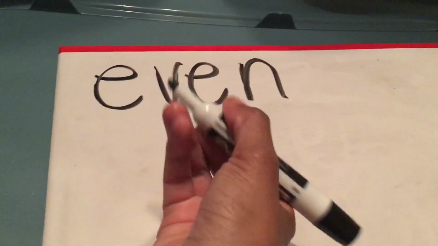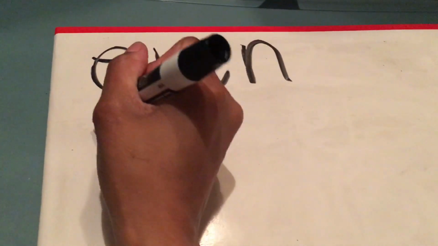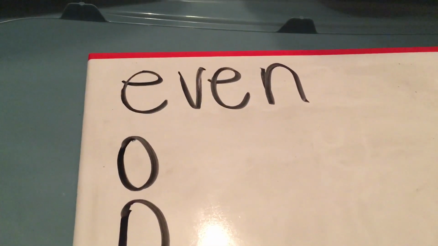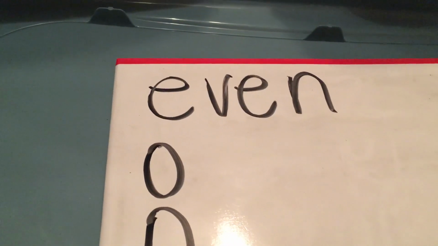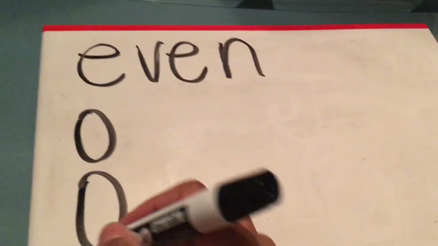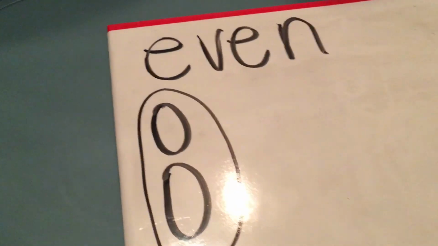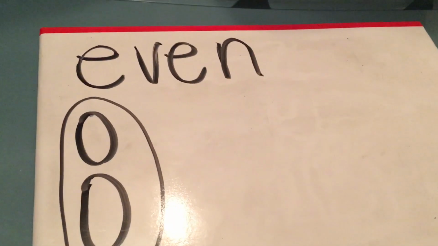All right, so my first number is 2. So my number 2, I'm going to draw 2 circles. 1, 2. Now remember, even means that I'm not going to have anything left over. I'm going to have an equal group. So I'm going to loop my pairs. Alright, so this is my loop. So I loop the pair. I don't have anything left over. So that means that 2 is even.